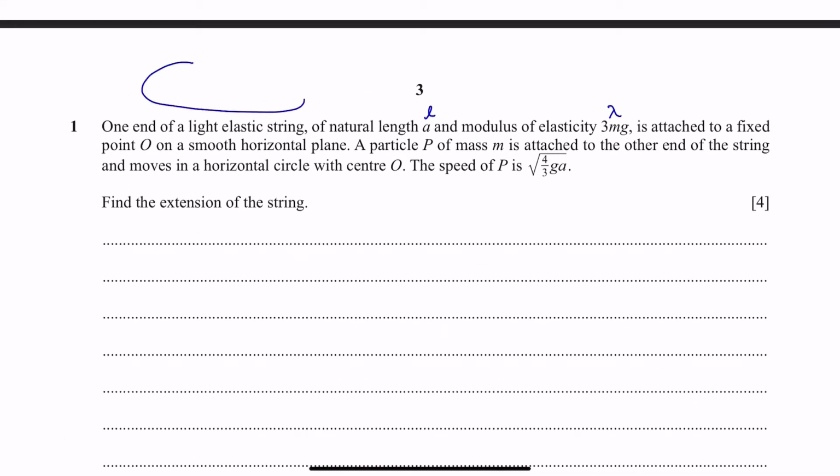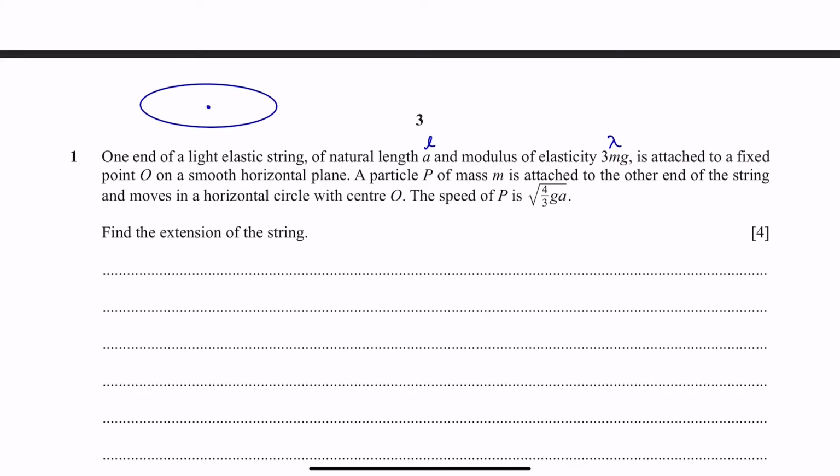So we have a horizontal circle like this, and the center O is here. So when the particle P is here, this would be the elastic string.